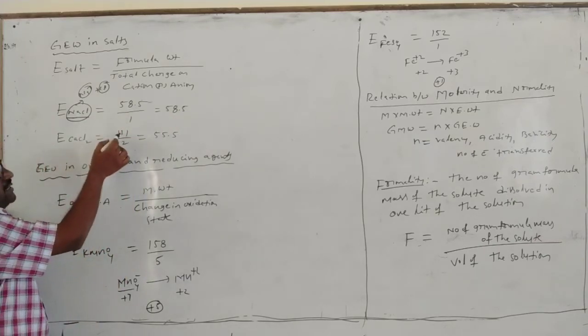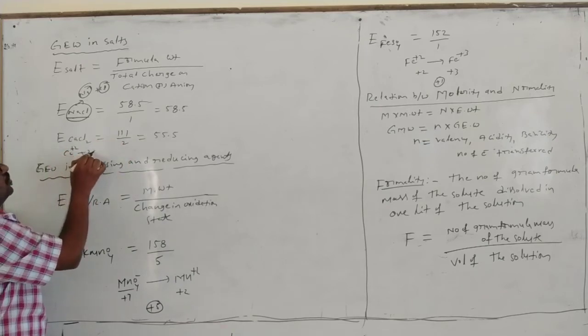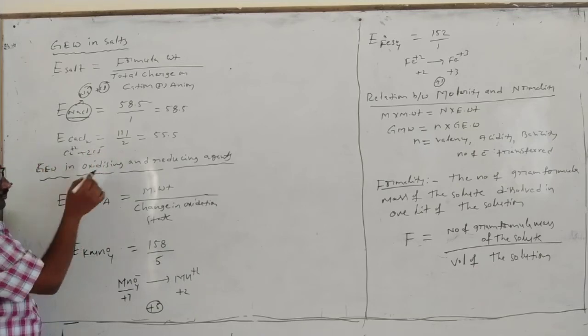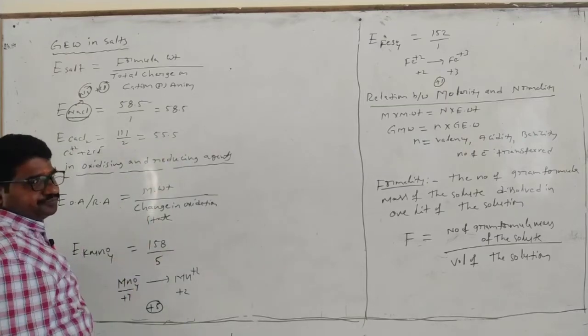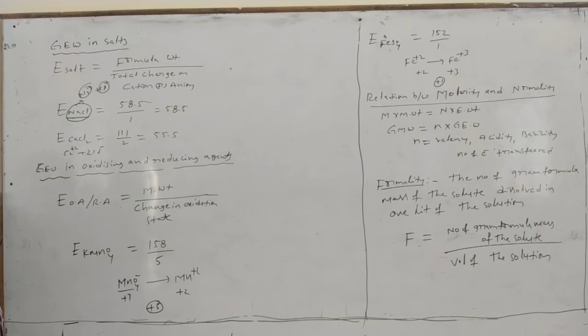CaCl2: molecular weight is 111. Ca2+ and 2Cl minus: 2 into 1, that is 2. So 111 by 2, that is 55.5. So this is the calculation of gram equivalent weight in salt: the weight of the salt by charge.